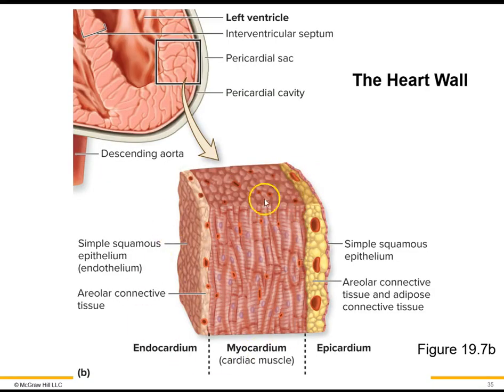Here we're looking at a section through the heart, so we're looking at the heart wall. This is the outermost layer, the epicardium. Then here's the middle layer, the myocardium, and the innermost layer, the endocardium.